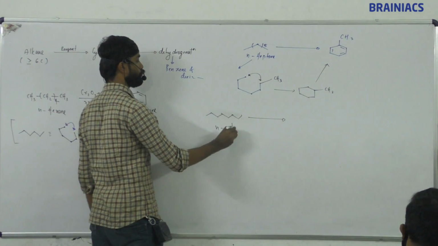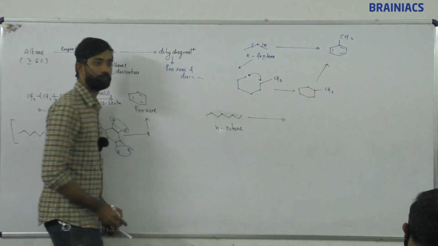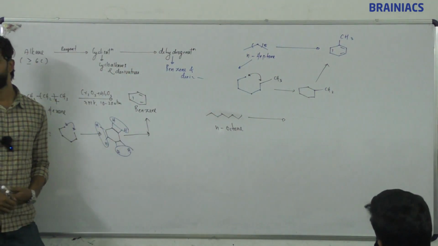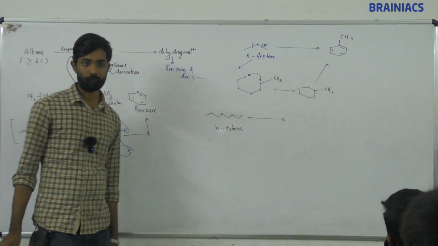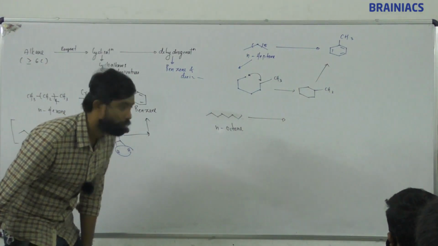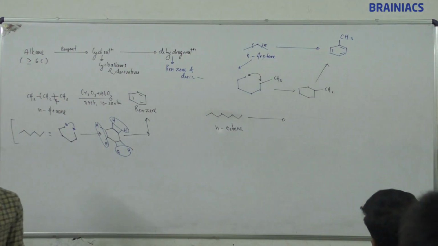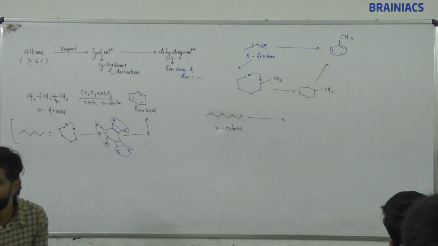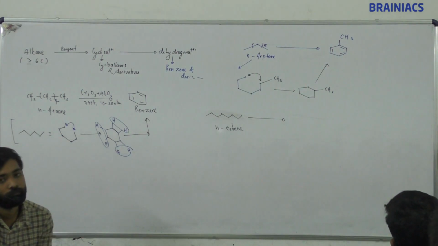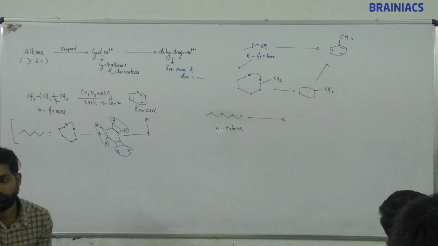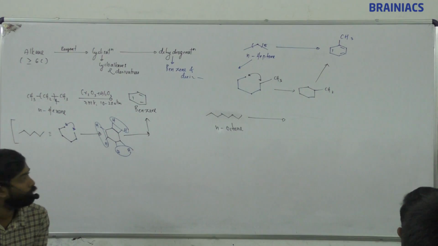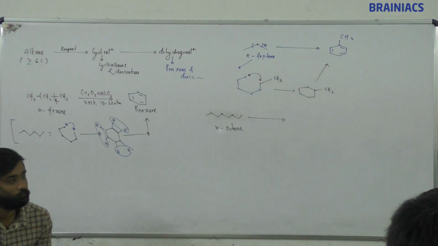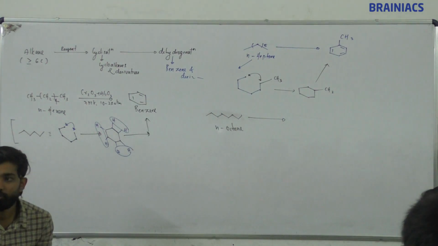So there are 2 possibilities in normal octane. Find the 2 possibilities. That's normal octane. So 2 possible products in the case of normal octane. What are they? Find out. So maximum these 3 examples may be asked.